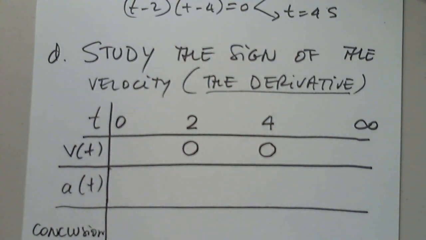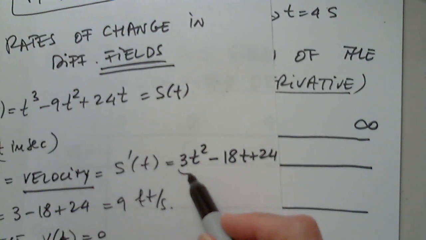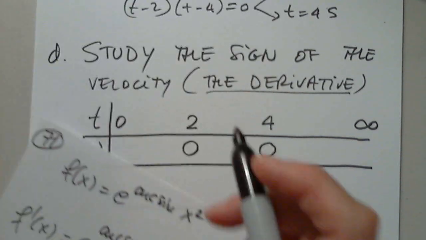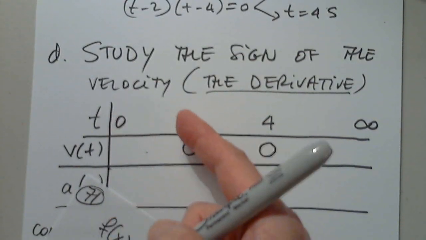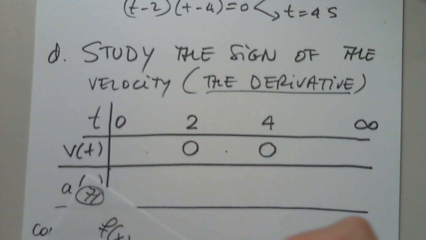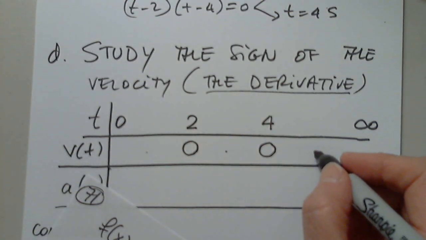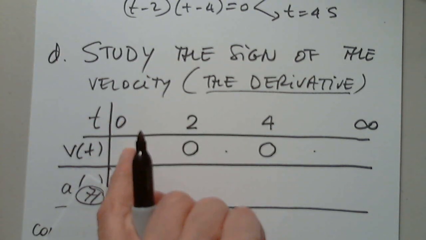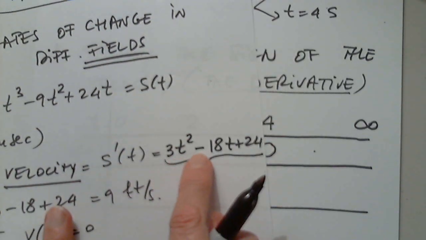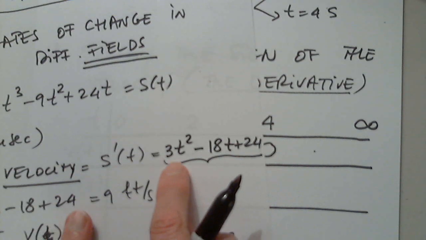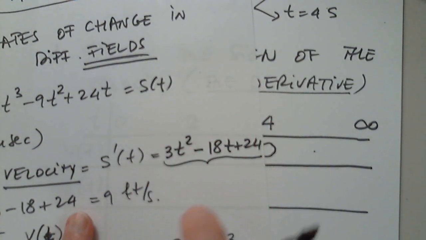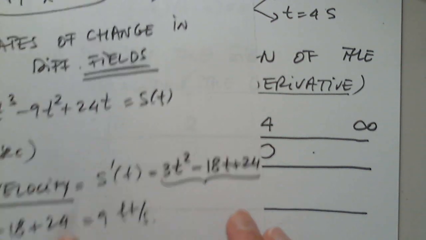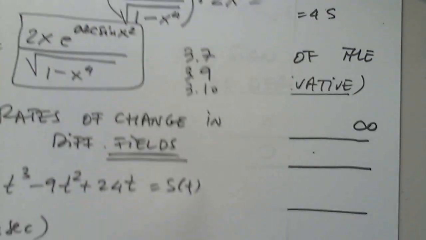I go back to the velocity formula. This is the velocity formula. I want to determine the sign here between 0 and 2. I want to determine the sign here between 2 and 4. And I want to determine the sign here above 4. I'll plug in 0. Can anyone replace t by 0, and don't calculate anything? I only want the sign. I don't care about the number. I want you to tell me the sign, and I will put it in.